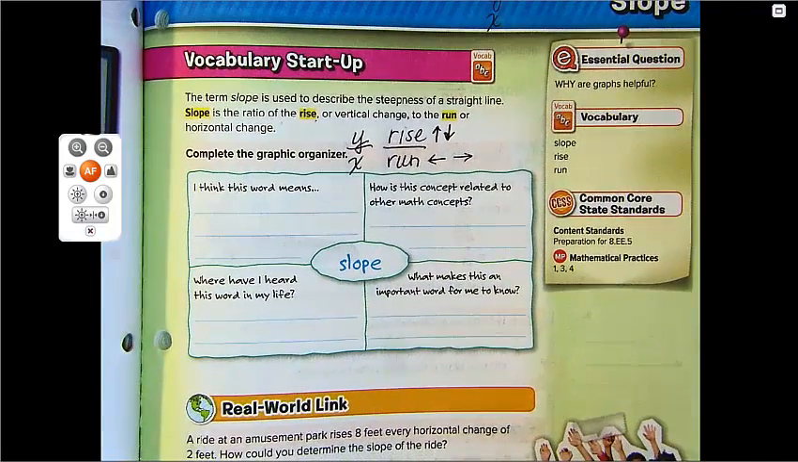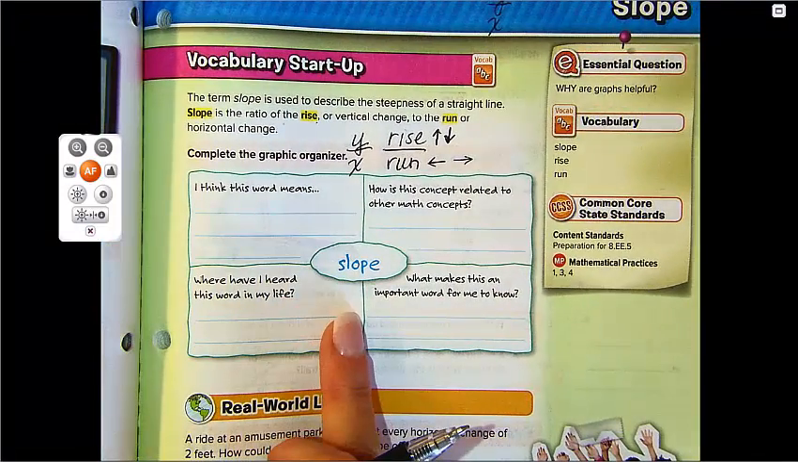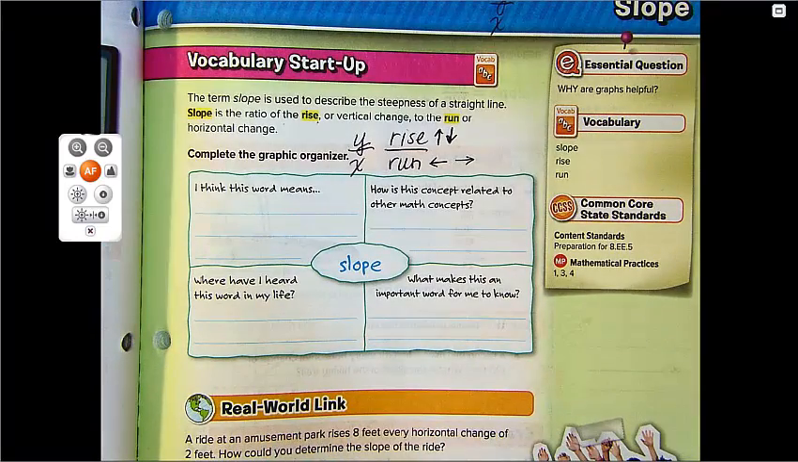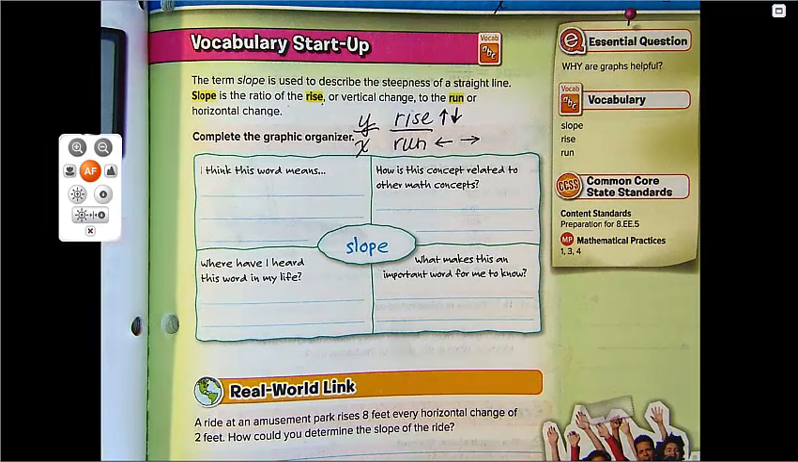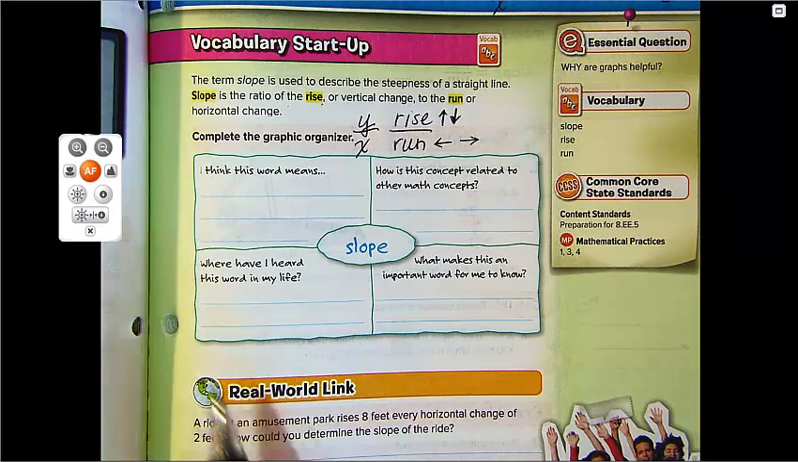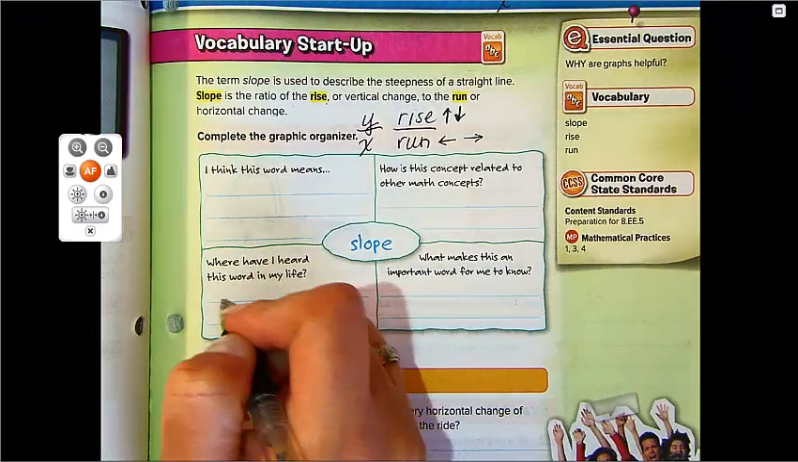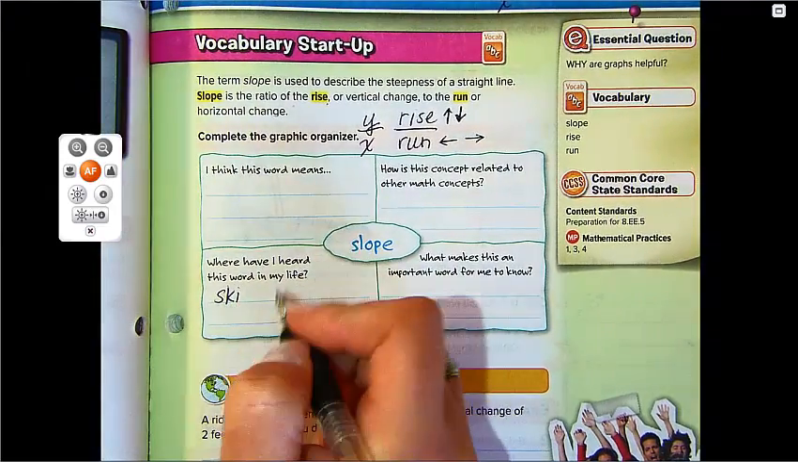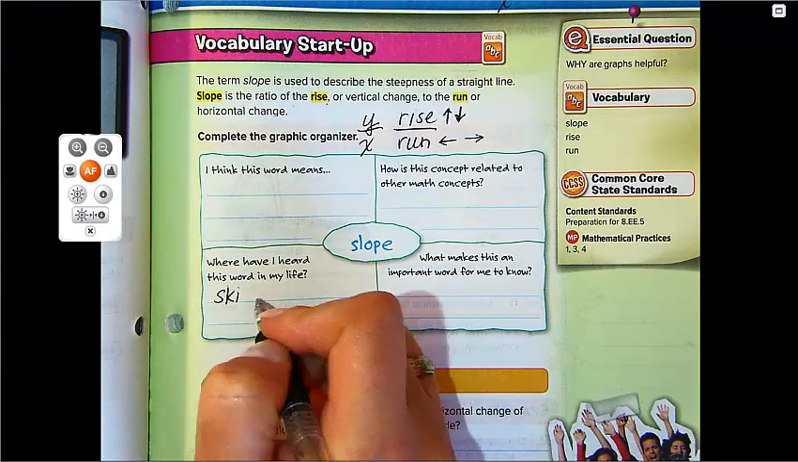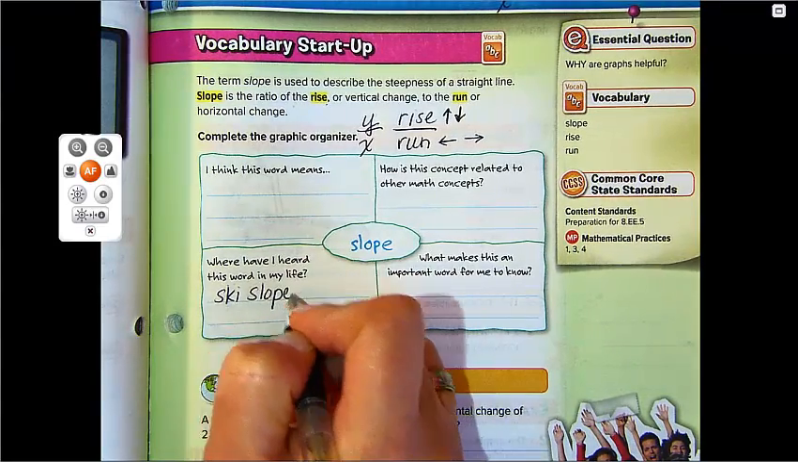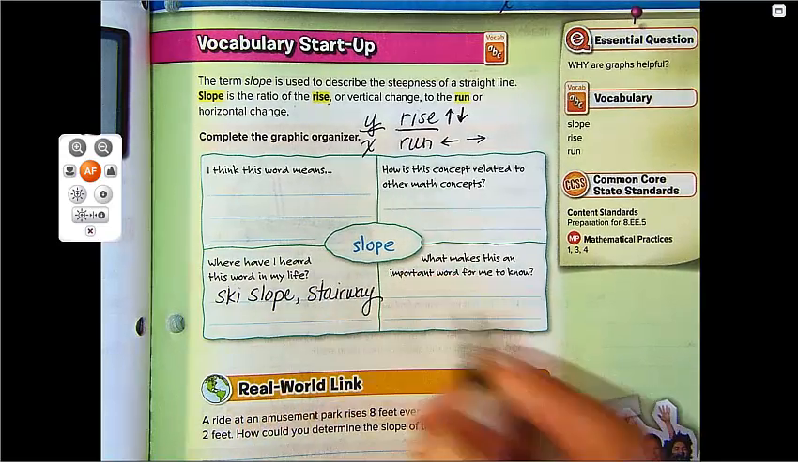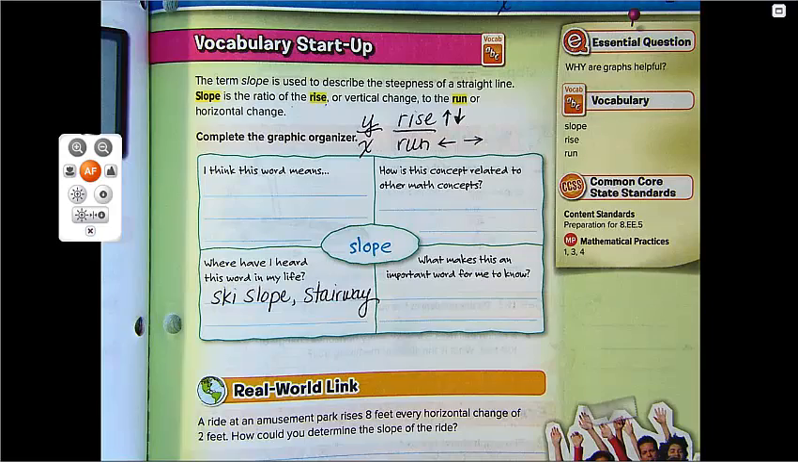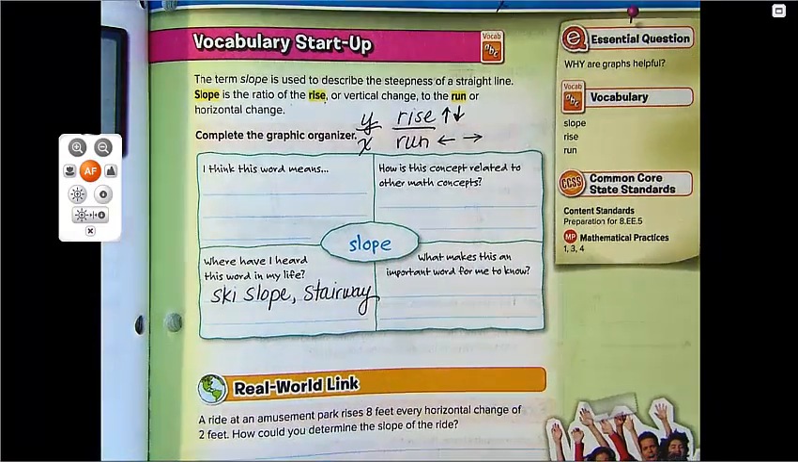Okay? And then let's look at this chart right here, and we're going to take just a minute. We're not going to fill all of it in because there's some things that I want you to think about. First of all, I think about what this word means. Well, if we talk about that, we might come back to that one. When I have heard this word in my life, I have heard it on a ski slope. I've heard slope. So, skiing. I've heard it from a stairwell or a stairway point of view. The rest of this we're going to come back to and fill out in a minute.